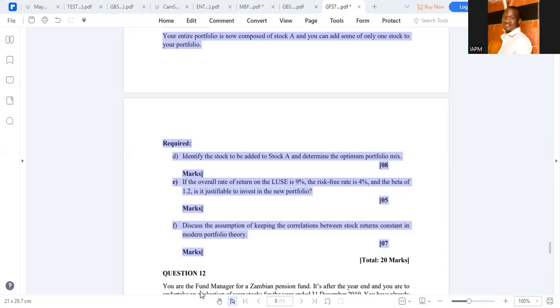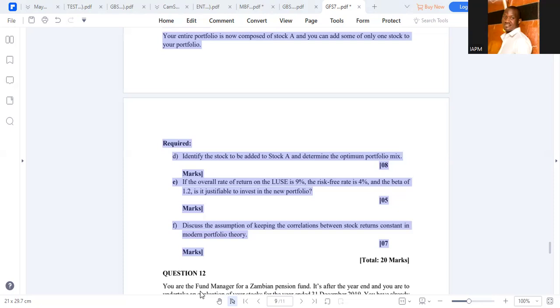So here using the what? The CAPM model. So you need to calculate the expected return. Okay. And our market rate in this case is what? 9%. So here we are trying to calculate the new market return.